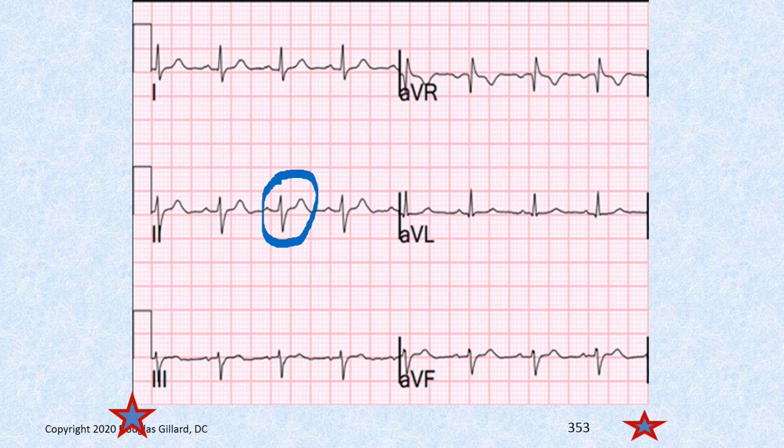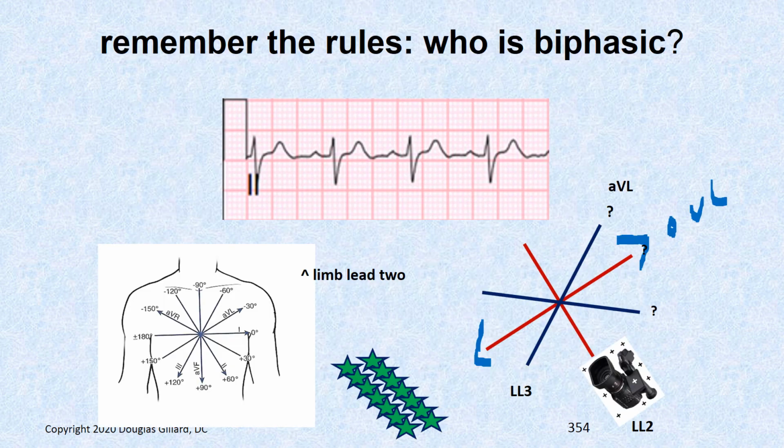Let's use limb lead 3. If it's heading right at limb lead 3, the QRS complex will be mostly positive. Is it mostly positive? No, it's negative. So just to double check, look at AVL. Mostly positive or negative? Positive. So which way is the current headed? It's headed closer to AVL. So the current is headed this direction.